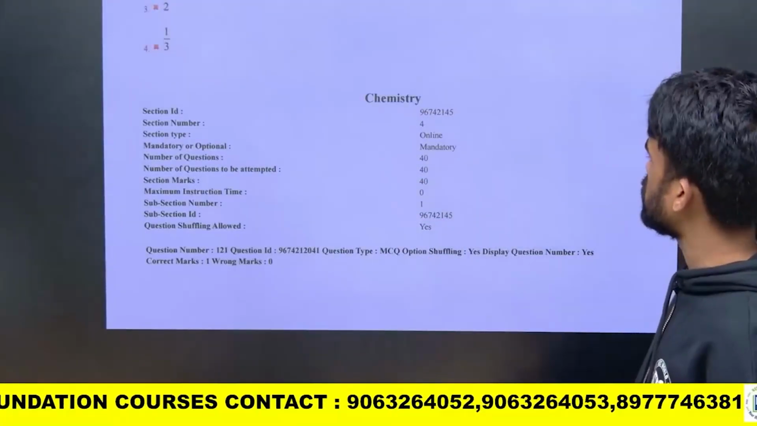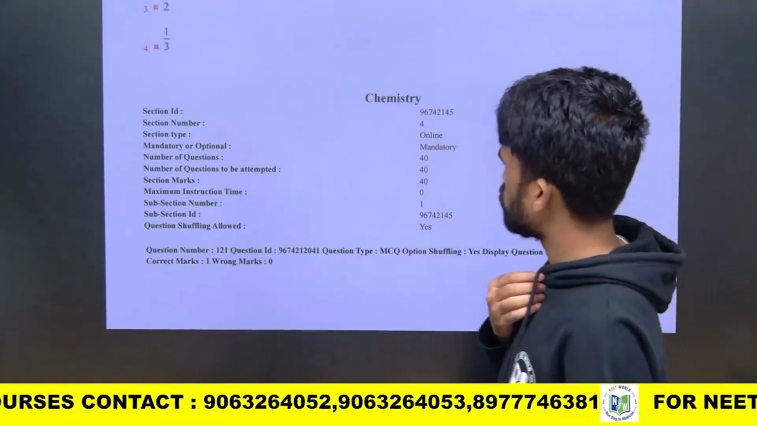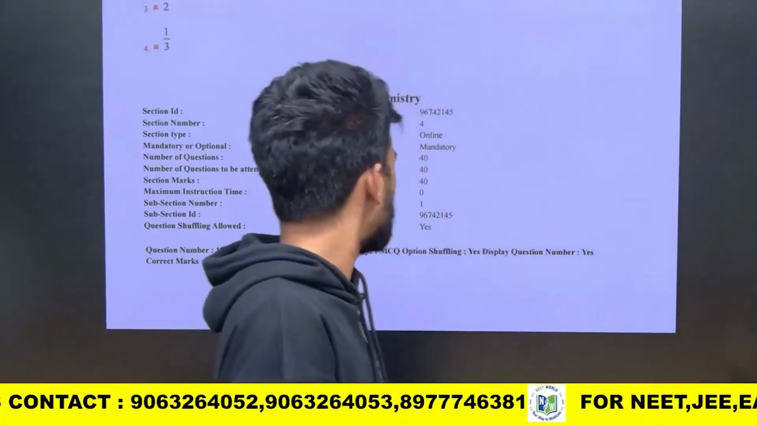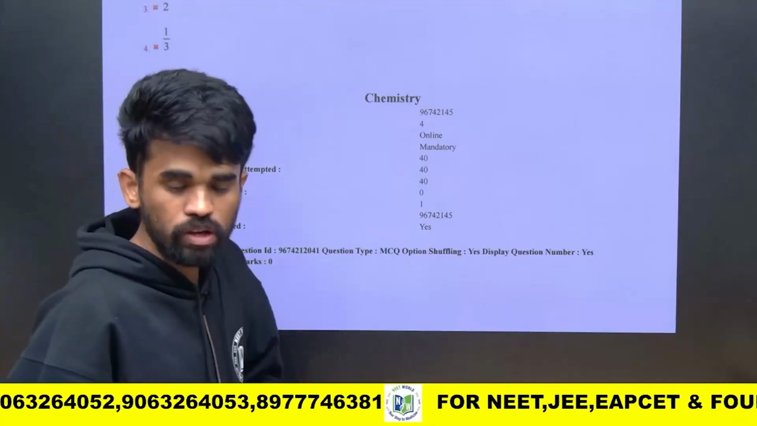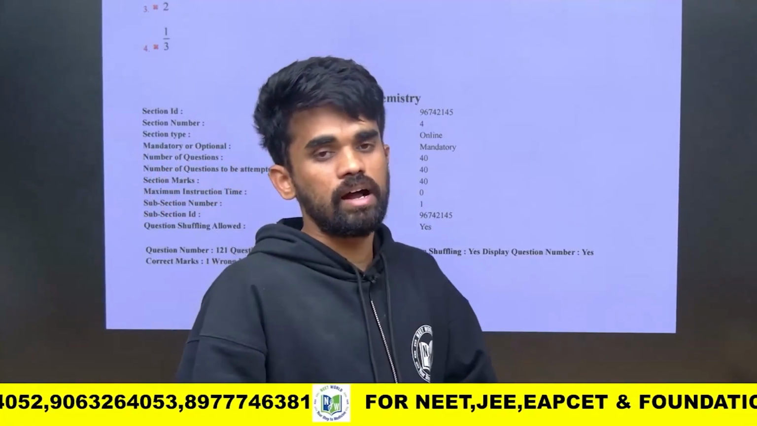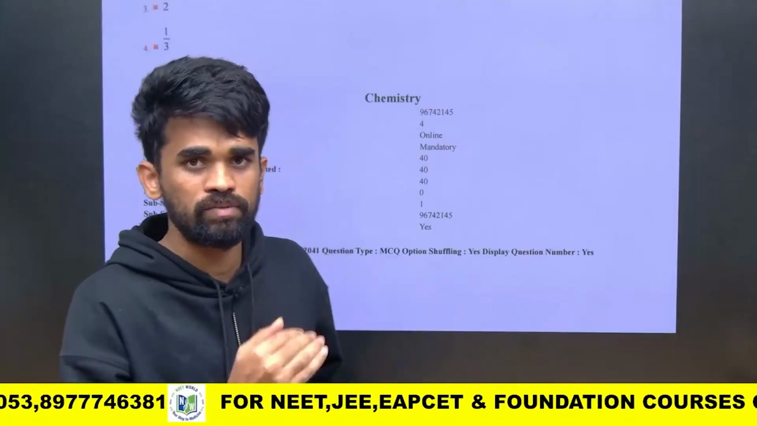So we have 40 questions again, and all 40 should be answered. There is no negative marking here, so you can just answer. If you know properly, you can give the correct answer. Even if you don't know, you have to tick any of the 4 options.